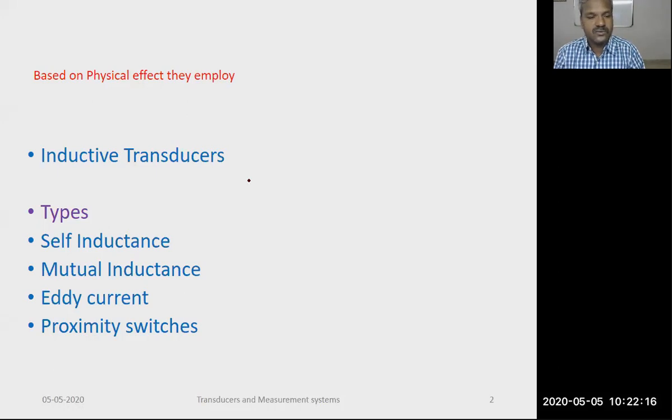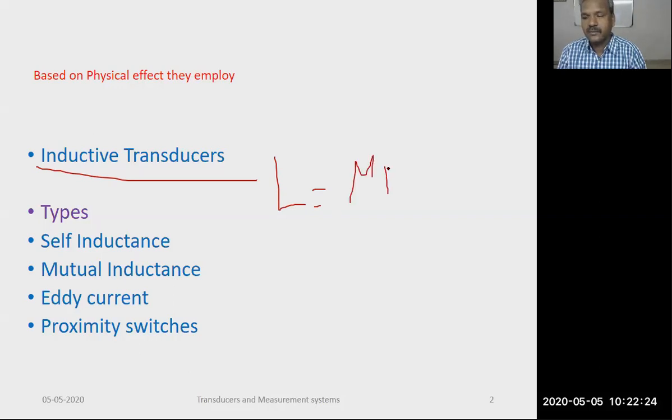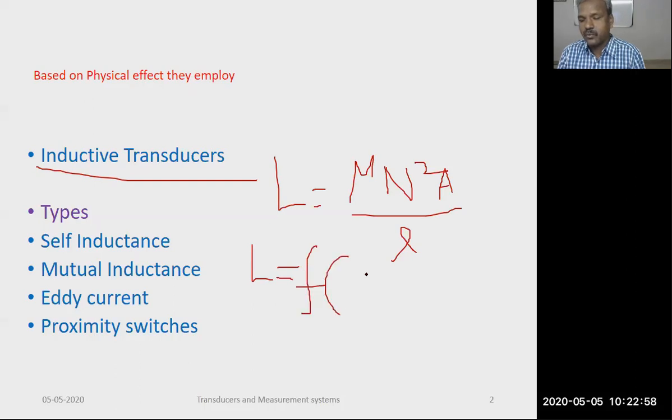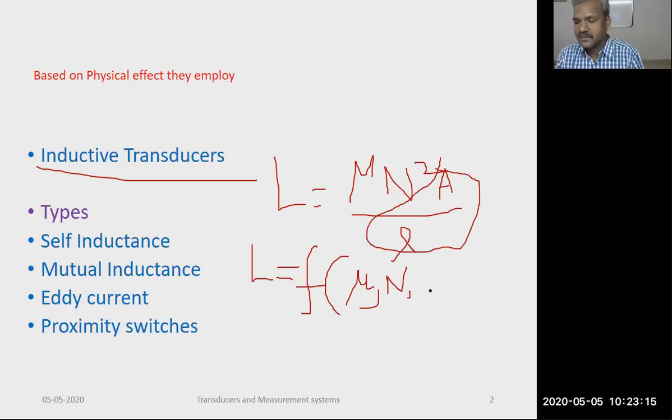So for inductive transducers, the basic relation is L equal to mu N squared A by L. Let us see how the inductance is a function of mu, the number of turns N, and the geometric configuration, the A and L, which are the different shape and size. It is considered as G.